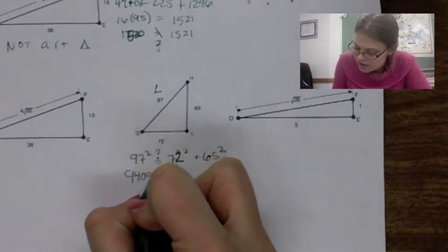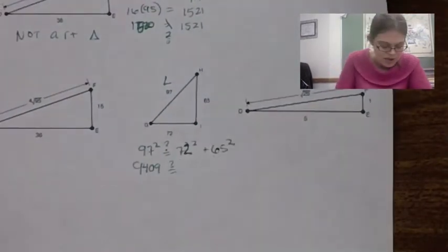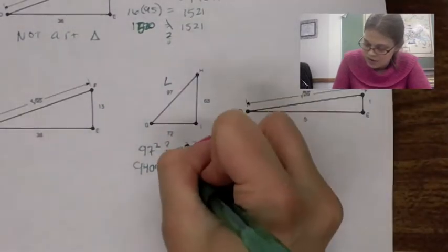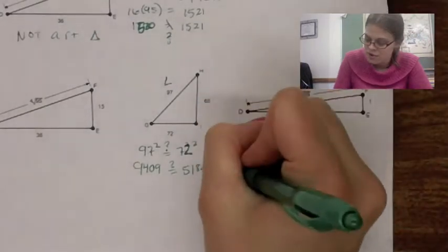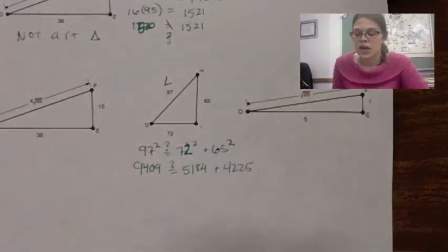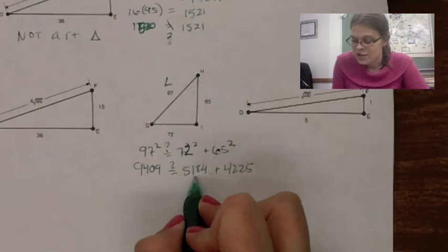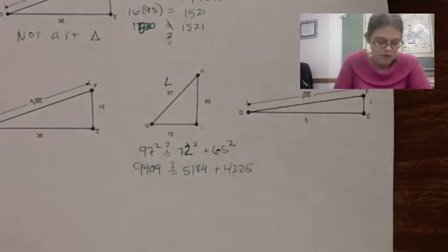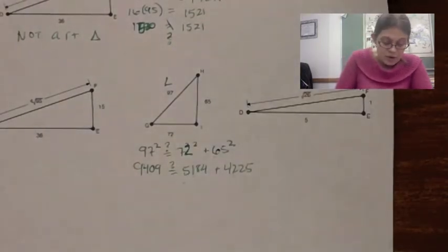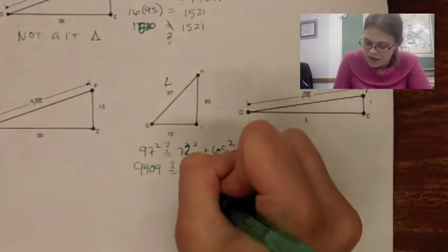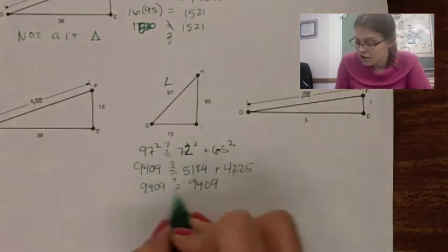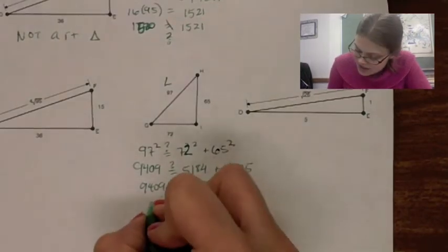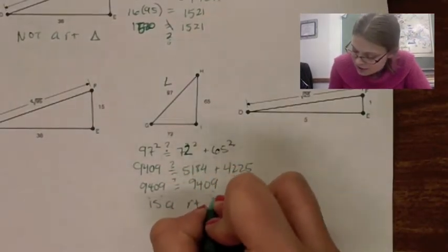So 9409, we're wondering if it equals 72 squared, which is 5184, plus 65 squared, which is 4225. Okay, so now I'm going to add these two together and see if it's the same as 9409. So if I do 4225 plus 5184, that gives me 9409. So these are equal. So since these two are equal, then this is a right triangle.